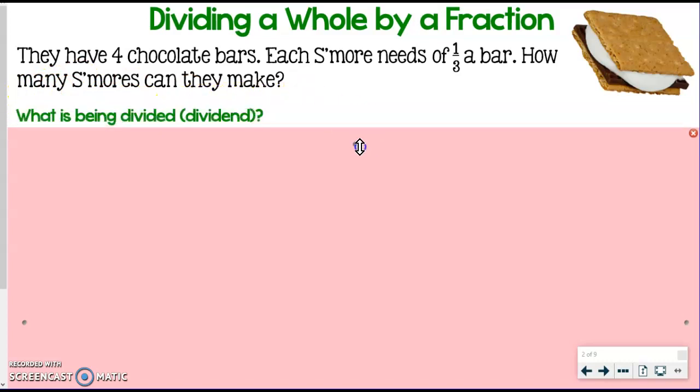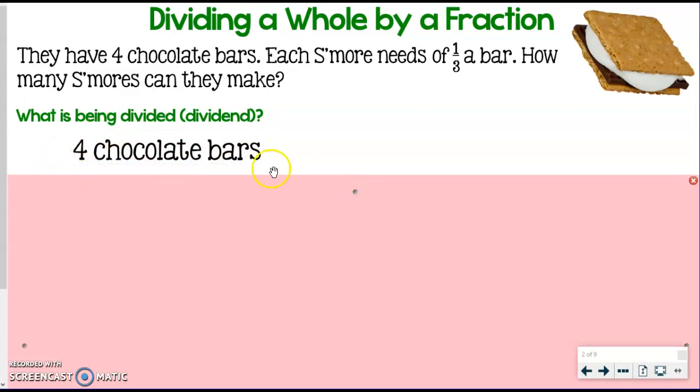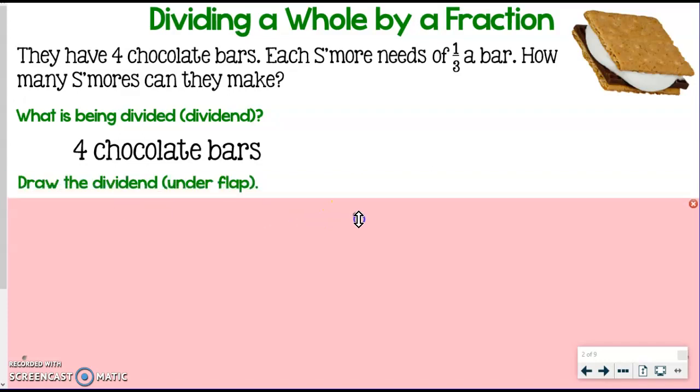Just like we did with our decimals, we're going to figure out what our dividend is first. What is being divided? Are we dividing the chocolate bars or the 1/3 bar per s'more? Well, we're dividing the 4 chocolate bars. So that's our dividend here. When you go to start drawing your model, you always draw the dividend first. So the dividend is 4.